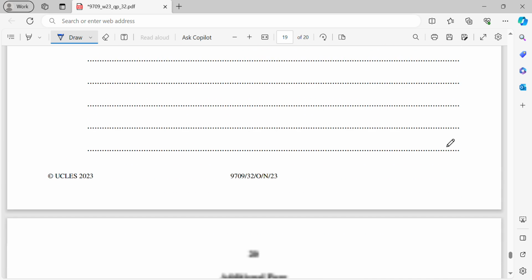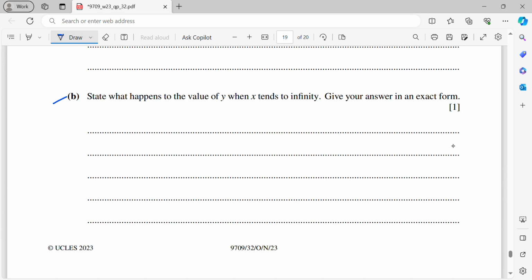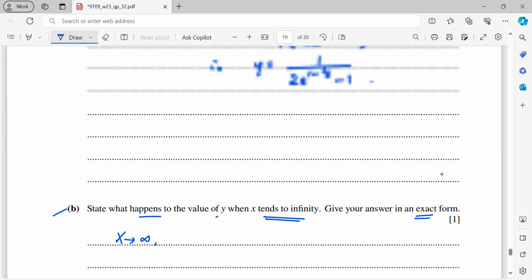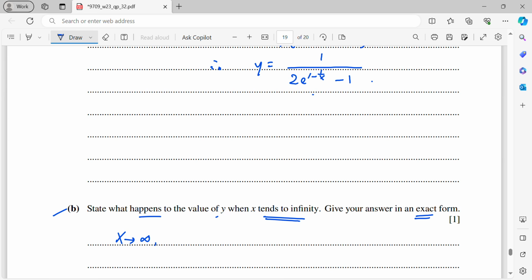Okay, done for this part. And then B states what happens to the value of y when x tends to infinity. Give your answer in exact form. So when the x tends to infinity, when you look at the y over here, I will get e to the power of 1 minus 1 over x. So the 1 over x will tend to 0, right?